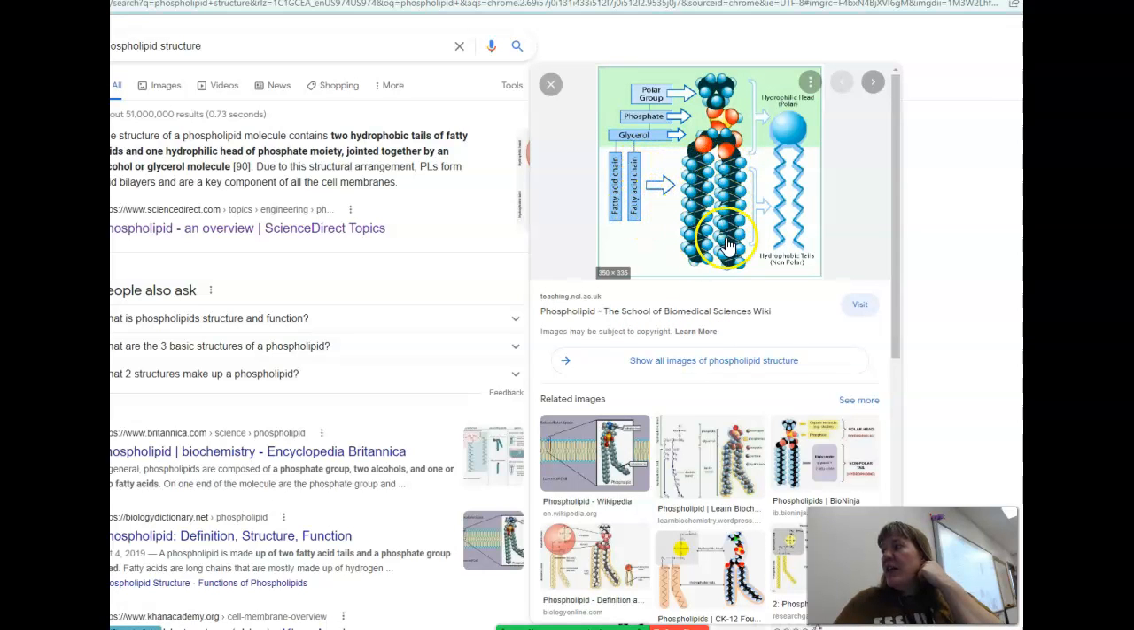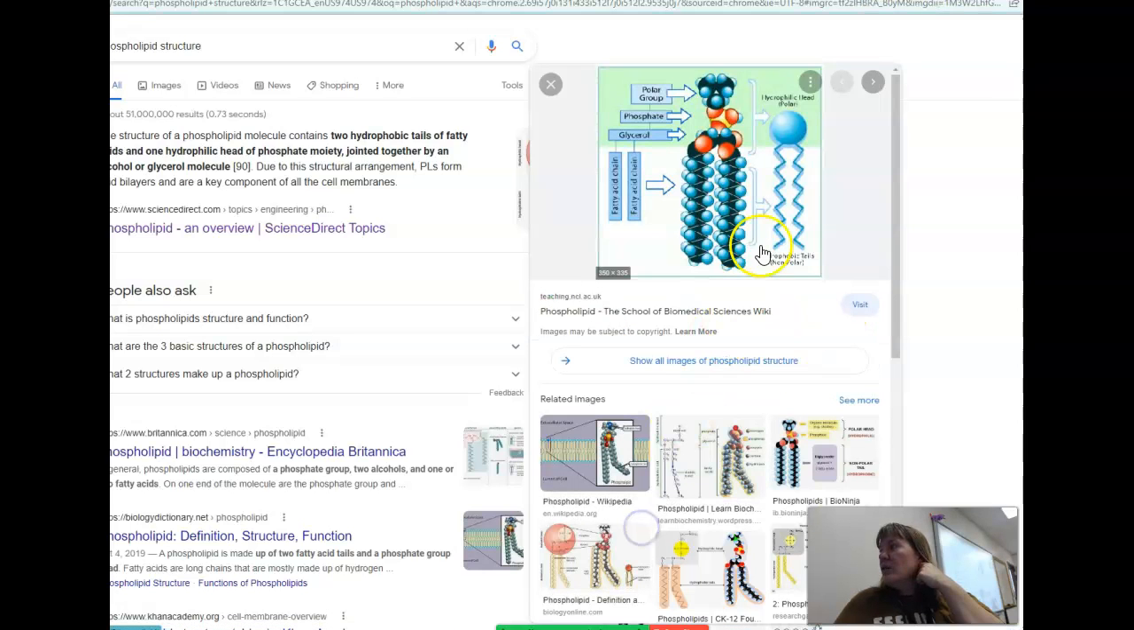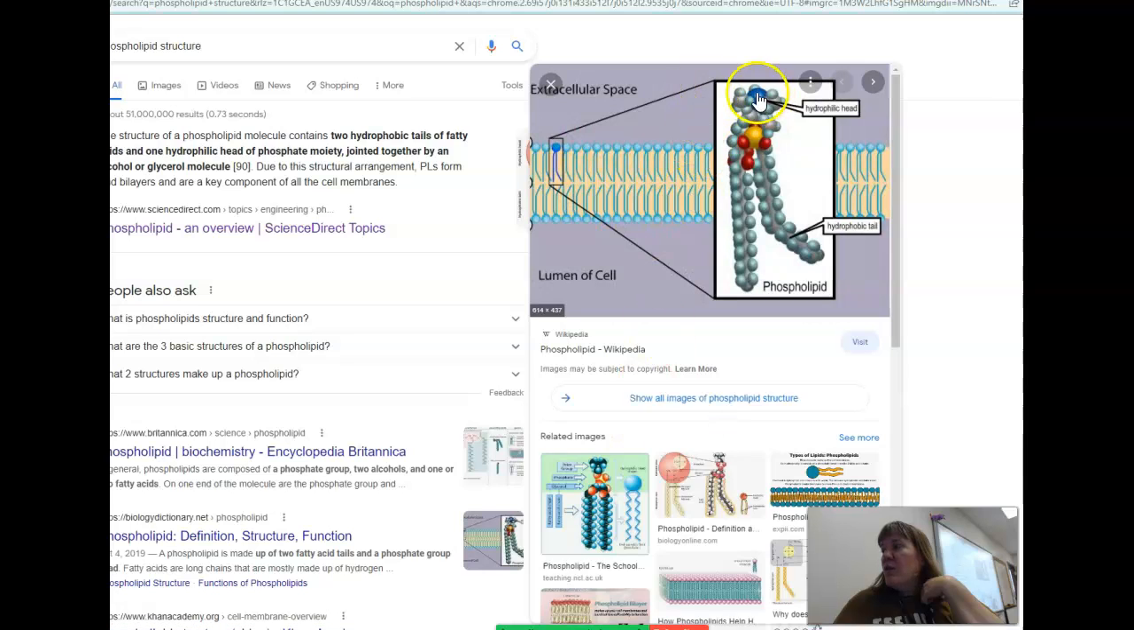But these are fatty acid chains. So sometimes they can draw it out with the actual chemical structures, or you can look at it and have the molecular structure there, or sometimes they just draw it as like a zigzaggy line hairpin off the top. So the important thing to remember is that this polar head gets along with water, so it faces outwards, and then the fatty acid tails face inward.